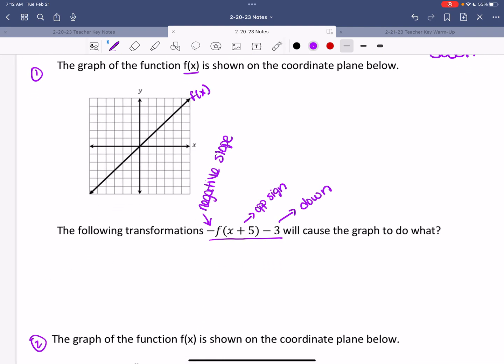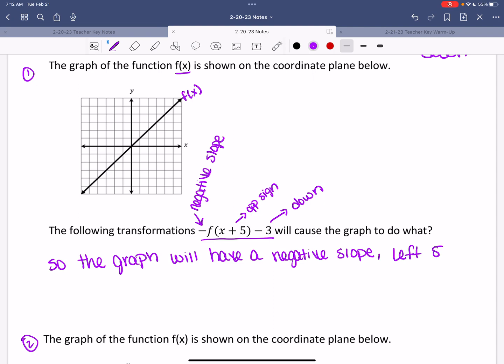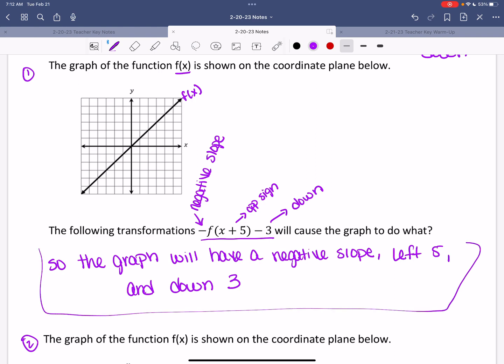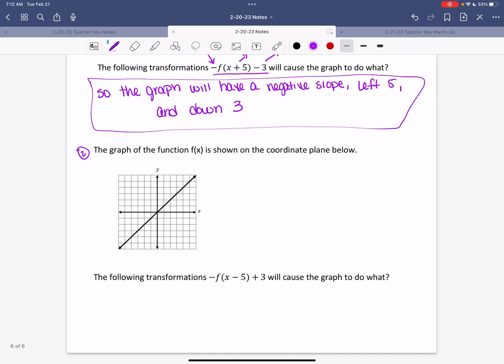So now we're going to write that down. So the graph will have a negative slope, left 5 because that's the opposite sign, and down 3. And that's it. That's our answer. All it wanted to know was what it was doing. So from there, I want you to go ahead and solve the next one right there.